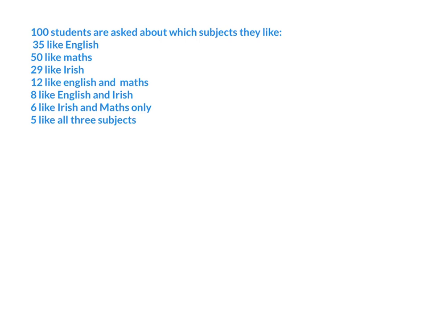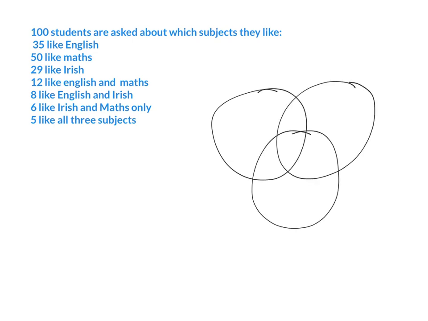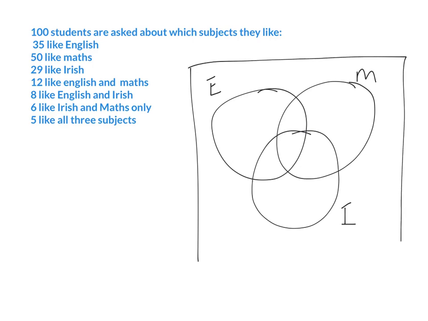So I've had a read through this question, as you should have as well. We've got 100 students, that's your universe. They're either liking English, maths or Irish. So the first thing I'm going to do is draw my Venn diagrams, and I'm going to label them. So I've got English, I've got maths, and I've got Irish. And then I'm going to draw my universe around the outside. And we know in this case that the universe is equal to 100 people, and that will be important for later on.